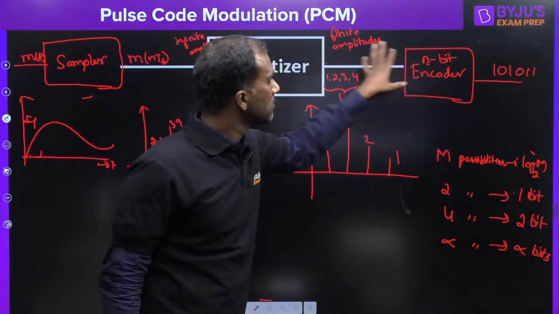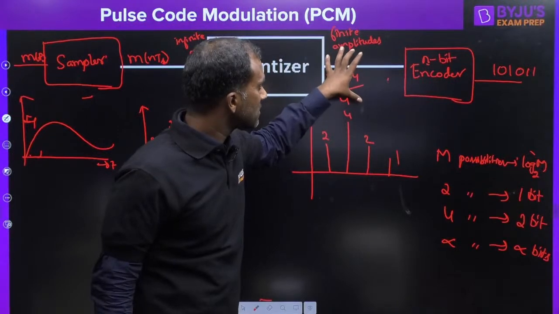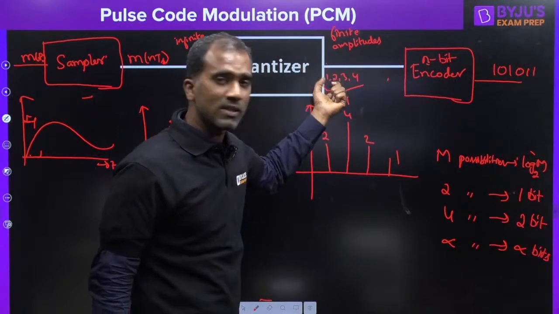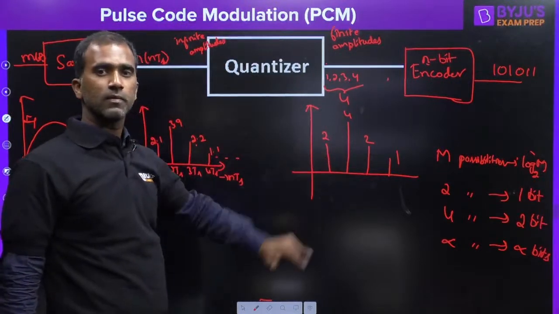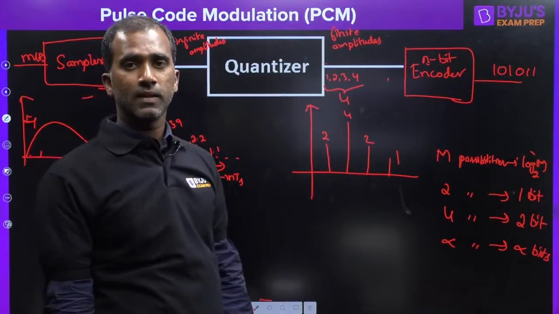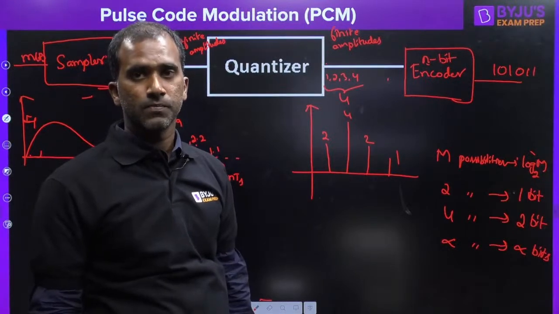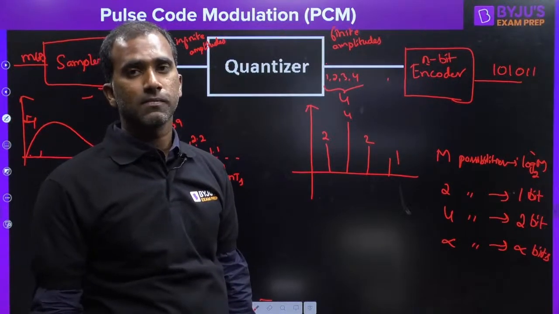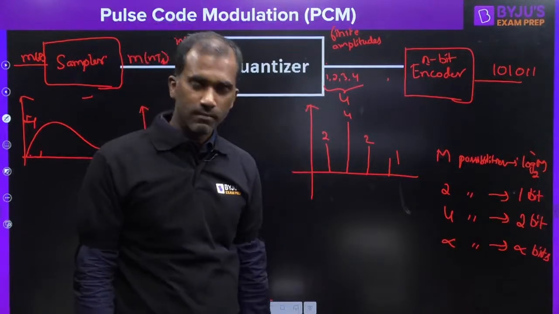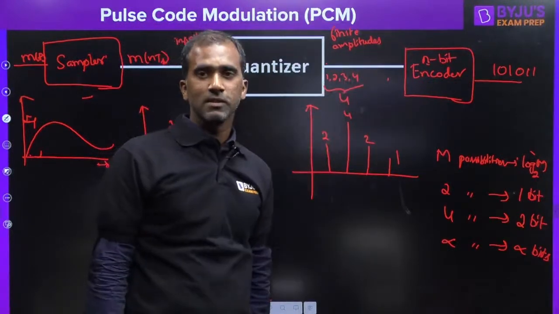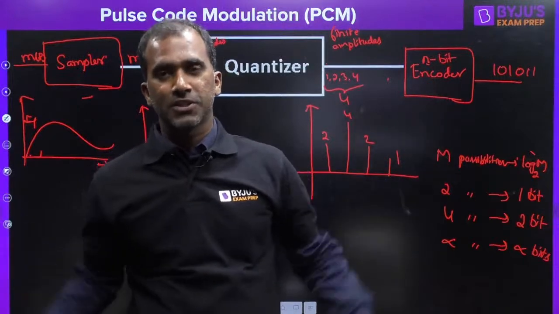More bits, more quantization levels, and more quantization levels means they'll be closer. If they are closer, error will be smaller. So quantization error is related to the number of bits. If you use more bits, then quantization error will be less. Sir, I will use 1000 bits, sir. Come on, if you use 1000 bits, then data will become very large.